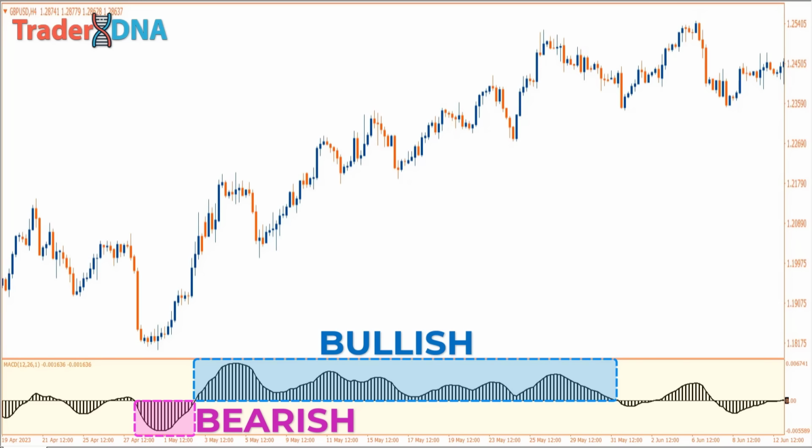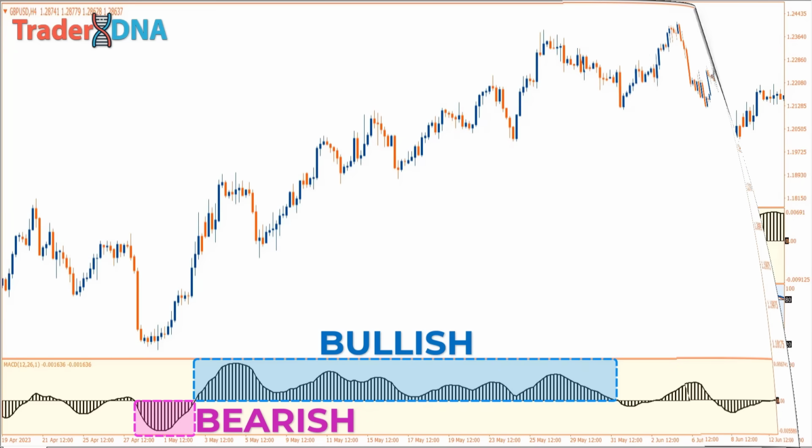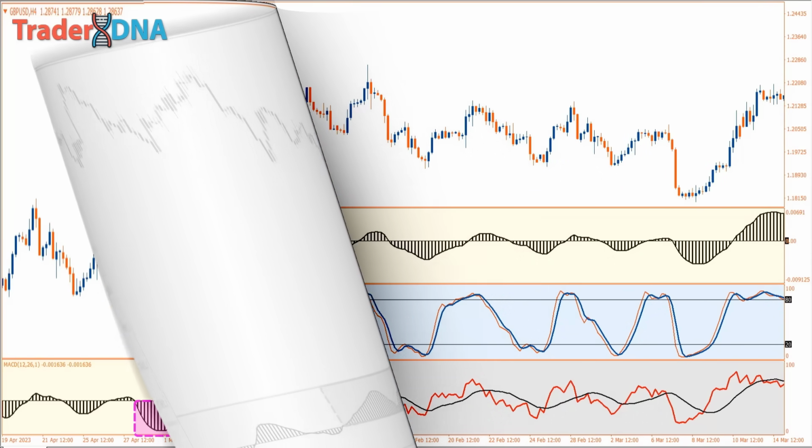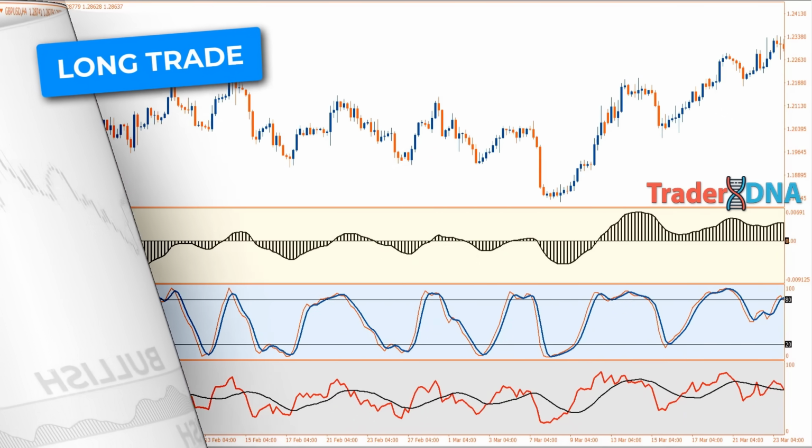Next, I'll show you how to combine all three indicators to generate high-accuracy trade signals with minimal stop-loss risk. This will increase your chances of long-term success. Let's start by finding a buy signal with the triple threat trading strategy. How to enter a buy signal.